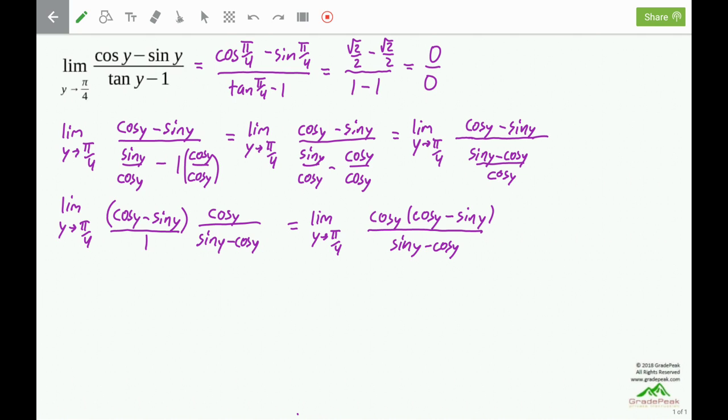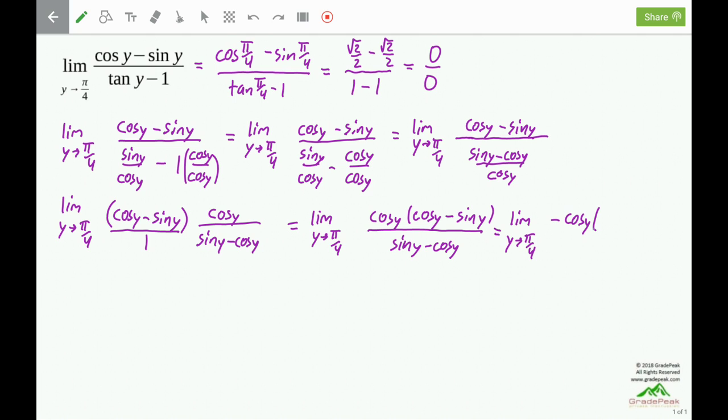If you plug in pi over 4, each of those are root 2 over 2. And we need to get them to cancel to remove the 0 over 0 indeterminate form. So the next step is to factor out a negative from one of them. It doesn't matter which one. I will just opt for the numerator here.